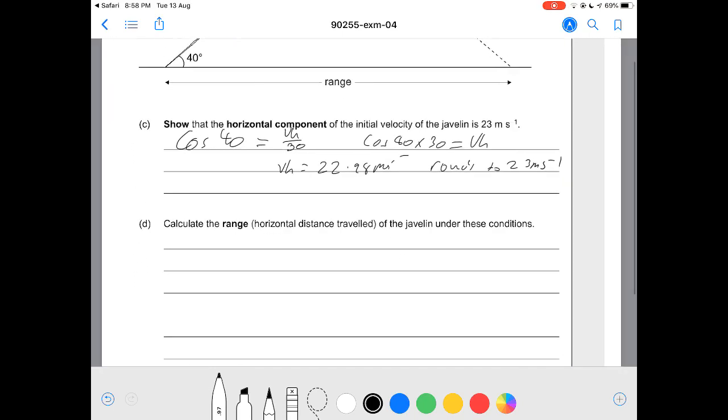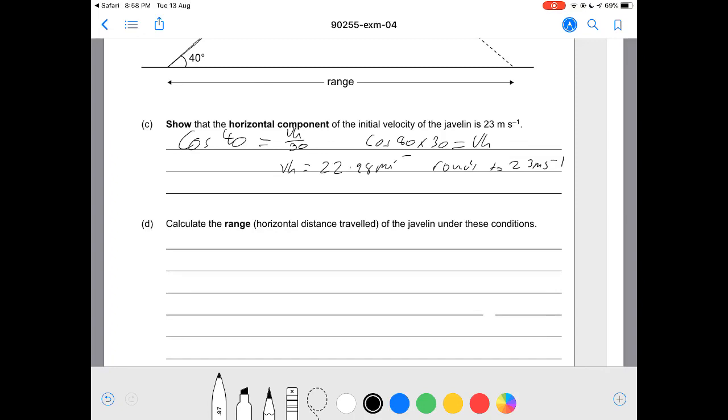Now we need to calculate the range, which means the total horizontal distance traveled, like I said a few minutes ago. How are we going to find it? This equation is essential that you remember, because it's not given to you in the exam. The range, which we denote as small r, is equal to the horizontal component times the total time. That's how you figure out your total range.